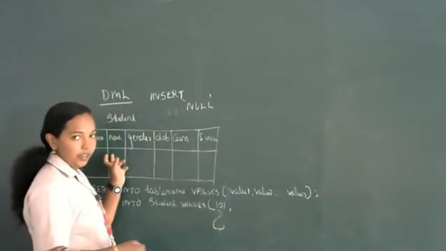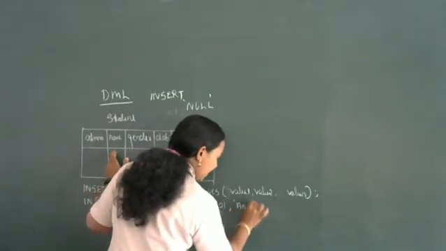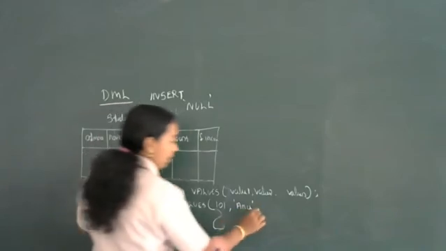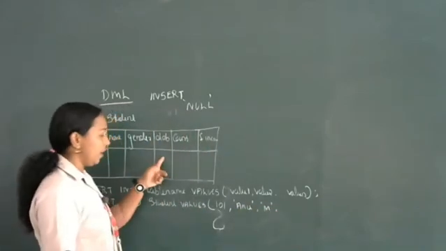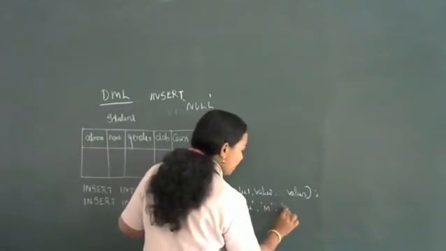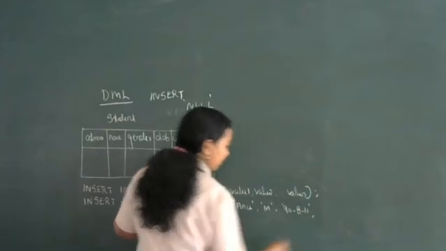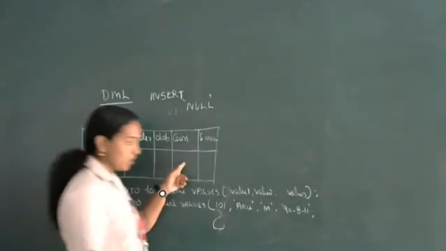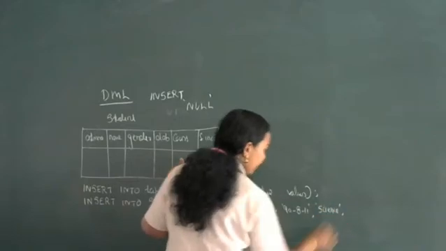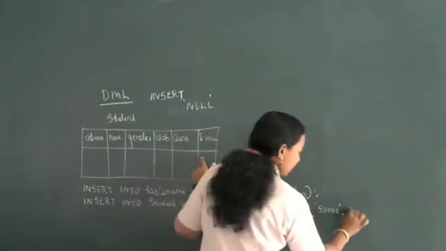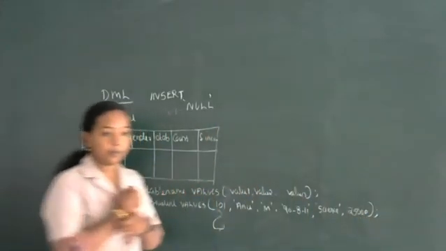Then second one, name. Name should not be empty and it is enclosed inside single quotes: 'Anu'. Then gender, male, 'M' also in single quotes. Date of birth, first you want to specify the date: '98/11' in single quotes. Then course, science. Then family income, 25,000, close the parenthesis, semicolon.